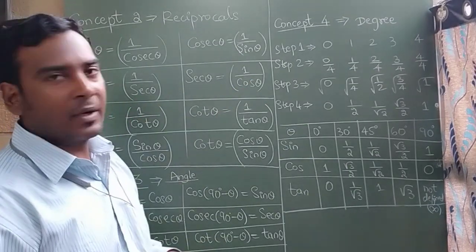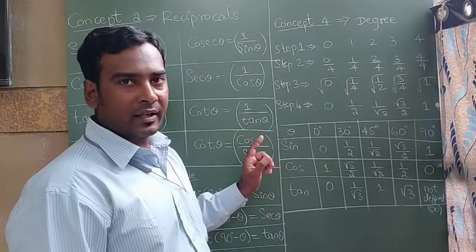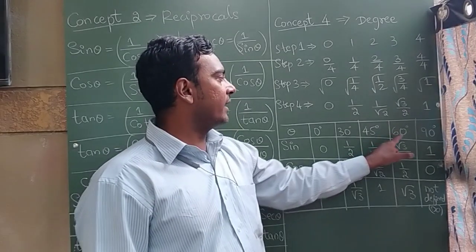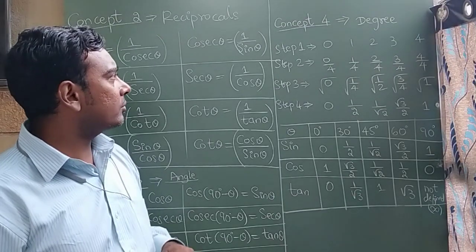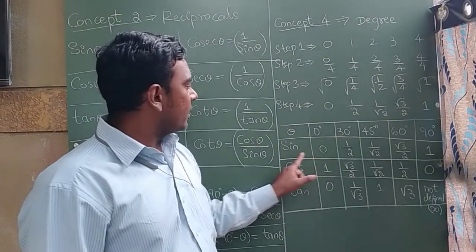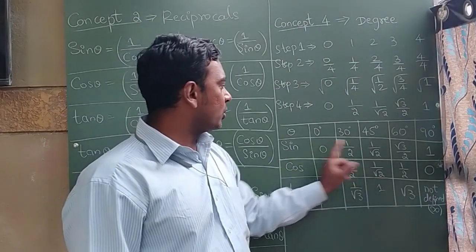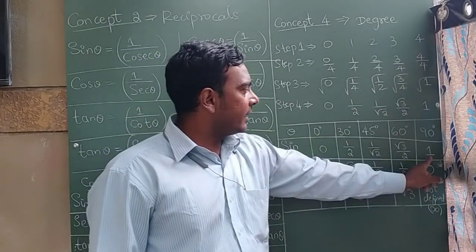Now concept number 4. So these are degrees. So all the trigonometric ratios have some standard angles: 0 degree, 30 degree, 45 degree, 60 degree and 90 degree. These are called standard angles. Okay. So sine 0 degree is 0. Sine 30 degree is 1 by 2. Sine 45 is 1 by root 2. Sine 60 degree is root 3 by 2. Sine 90 degree is 1.